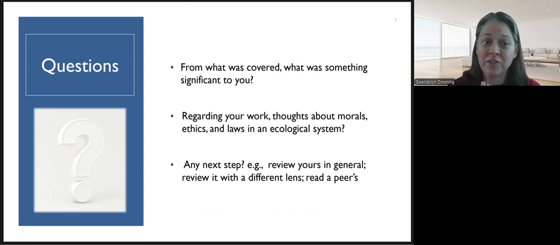So we have 3 questions for this section. From what was covered, what was something significant to you? Regarding your work, thoughts about how morals, ethics, and laws in an ecological system apply. And then any next steps. Do you want to review your code just in general to refresh yourself on it? Maybe review it with a different lens, thinking about it within an ecological system, or maybe you want to read a peer's code. Okay. And if you do need to take a break for the next section, please do so.